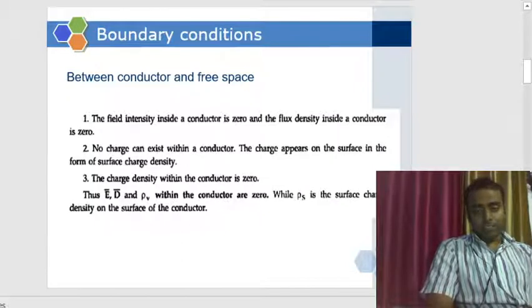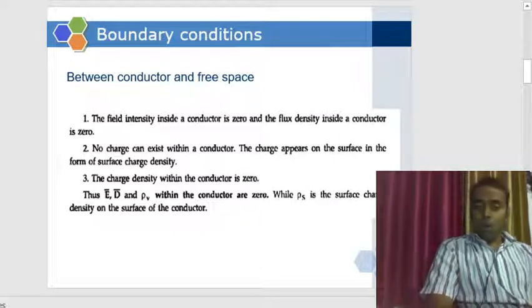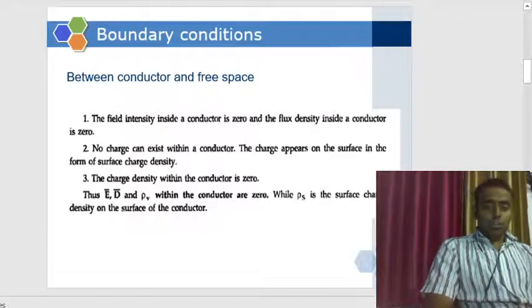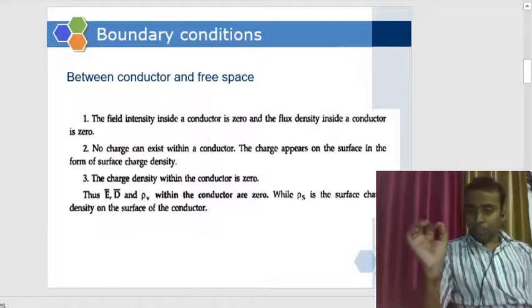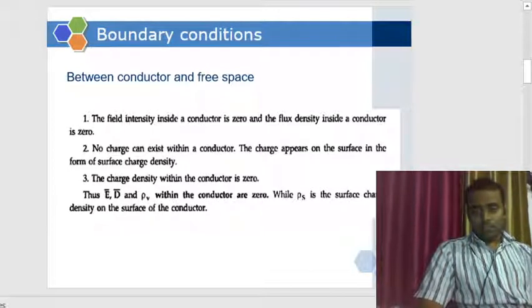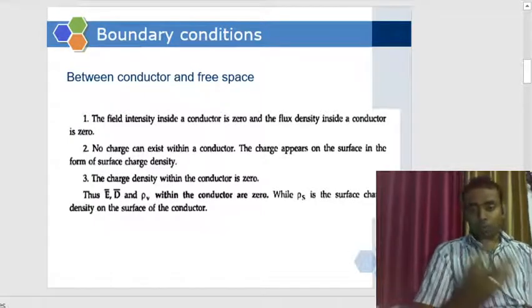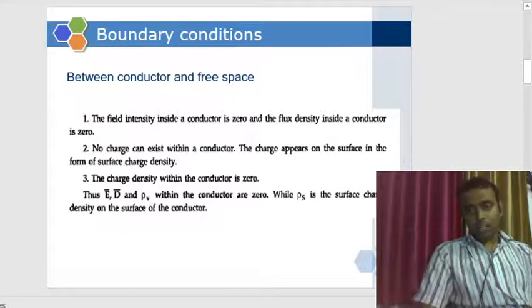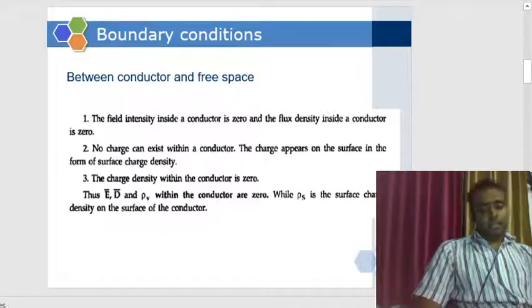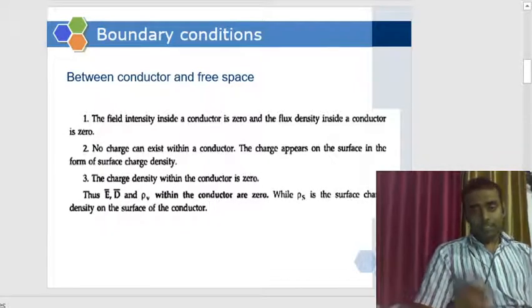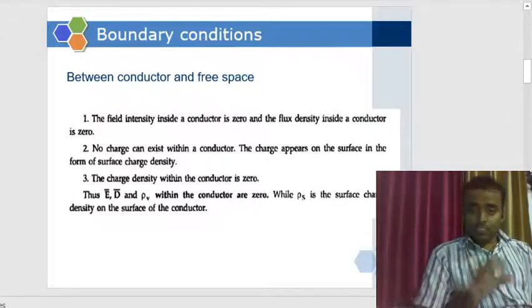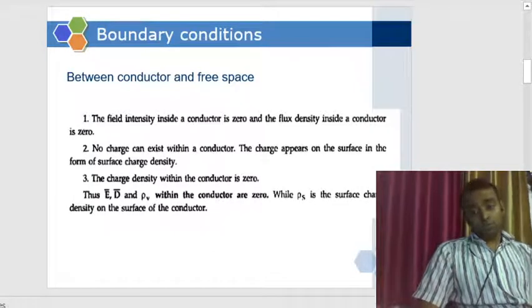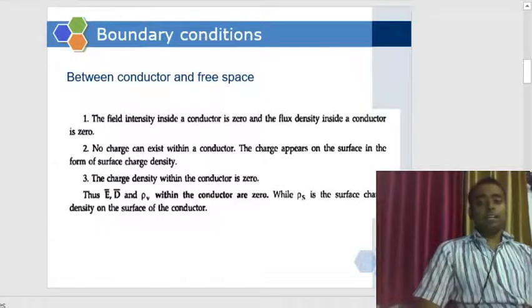Okay, the boundary condition between conductor and free space. So we'll keep some points in our mind: the properties of a conductor and the properties of a dielectric, such as the field intensity inside a conductor is 0, isn't it? Flux density inside a conductor is zero.